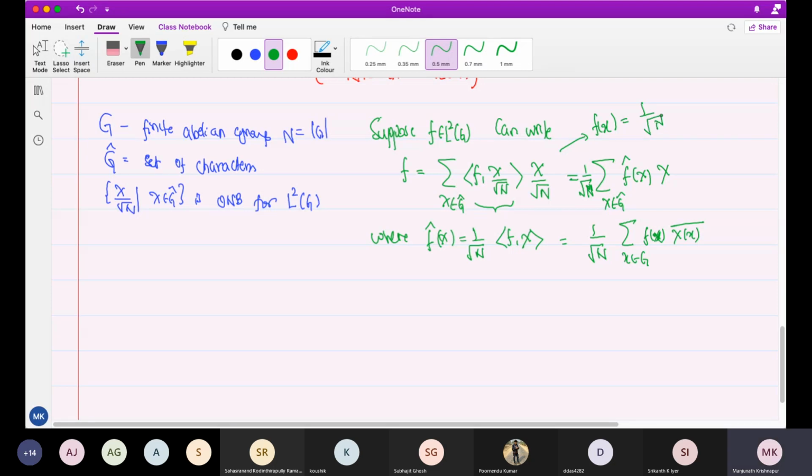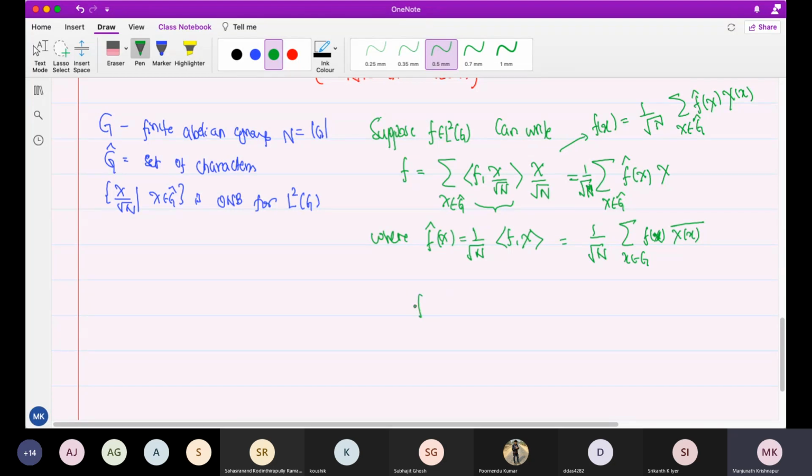What this means is, of course, that any f of x, well, this is a finite dimensional vector space, so L2 expansion and pointwise expansion are all the same. Sum over chi in G hat of f hat of chi, a complex number, times chi of x. So you're writing f of x as a superposition of characters. Any function can be written as a linear combination of characters. The coefficients are this f hat.